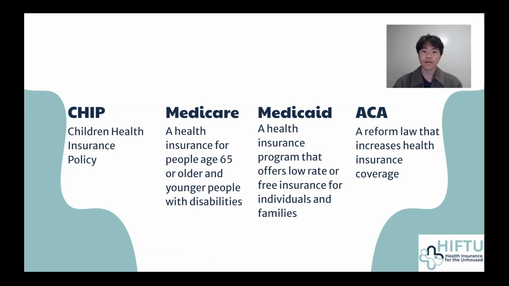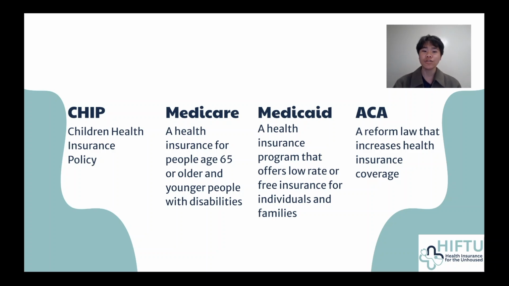Hi, I'm Victor and I'm currently a student at UC Berkeley. I will do a quick summary of the presentation. To conclude, applying for healthcare coverage under programs like CHIP, ACA, Medicaid, and Medicare can be straightforward if you know the eligibility criteria and the required steps. Each program serves specific populations, from children and low-income families to seniors and individuals with disabilities, ensuring they have access to essential and necessary healthcare services.